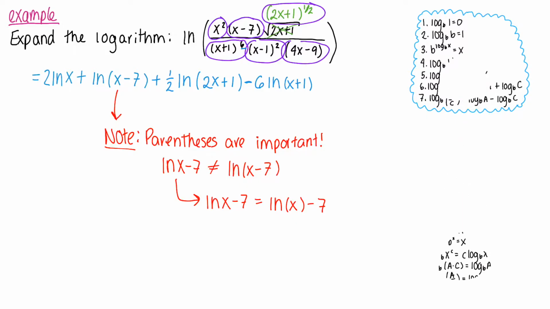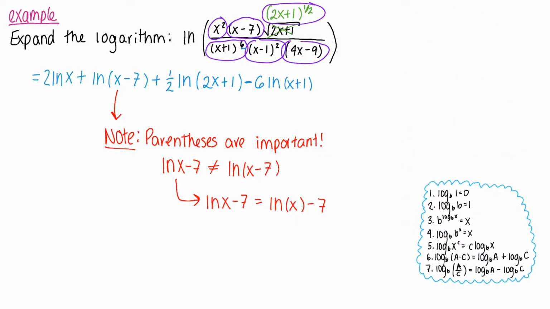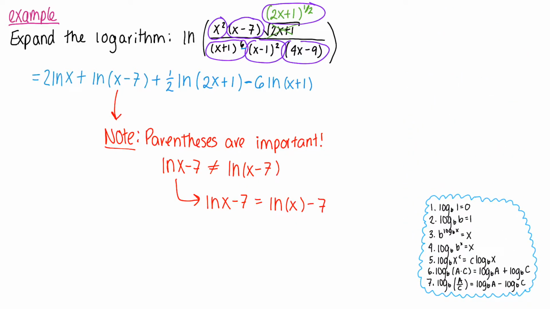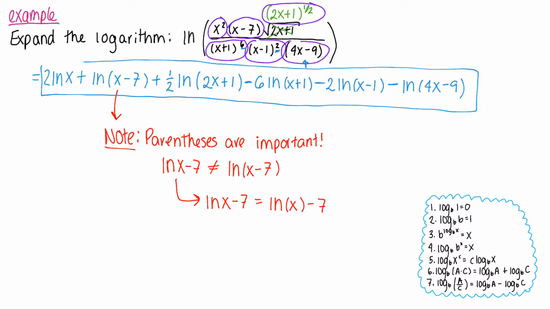Let me take this guy, move him down there so I have more room. All right, next factor is this one. It's in the denominator, so it's a minus sign in front. His exponent is 2, so we'll bring the 2 in front. Then it's ln of x minus 1. Our last one is in the denominator, so it's a minus, so this guy right here. There's no exponent, so I don't need to worry about bringing anything in front. And then 4x minus 9. And in one step, we have expanded the entire thing.